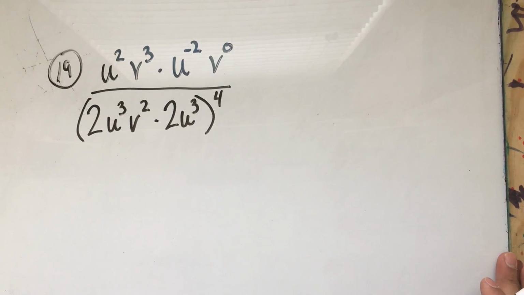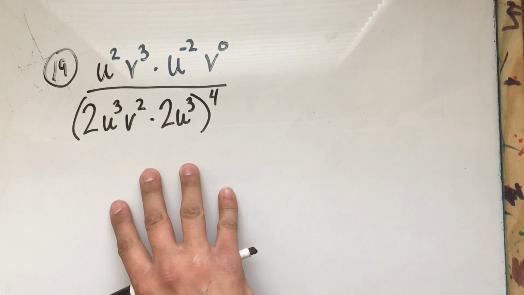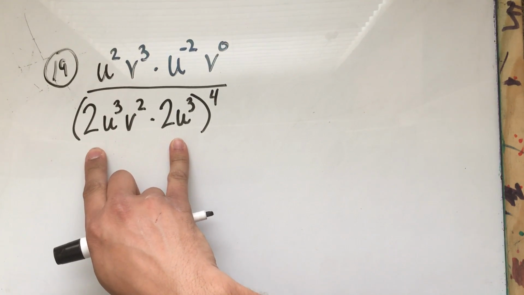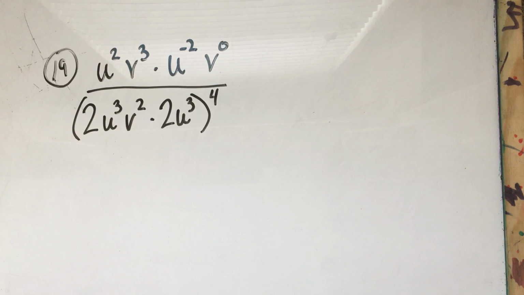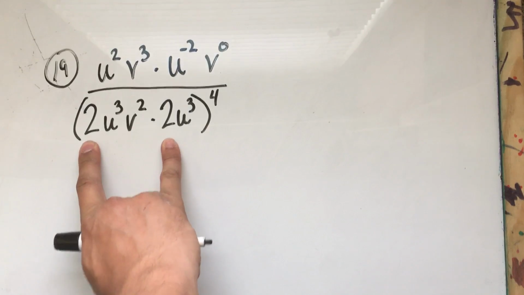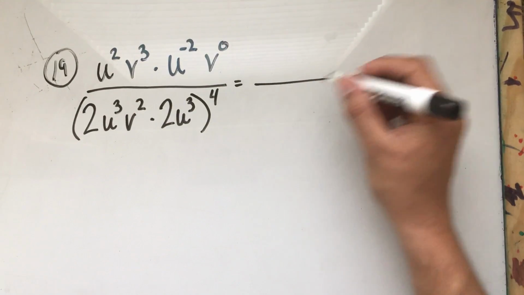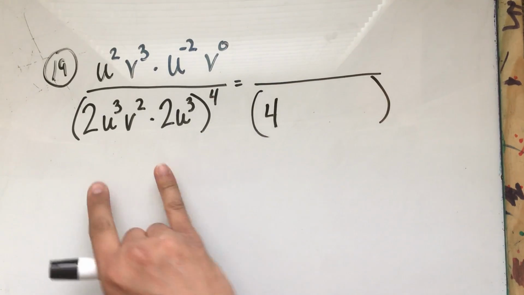Okay. Alright, so this question has a couple approaches. You can either start on top or start on the bottom. It doesn't really matter. But best practice is to start on the bottom where it looks the most complicated. And so let's go ahead and start on the inside and multiply my numbers together. So what is 2 times 2? So in my parentheses, 2 times 2 is 4.